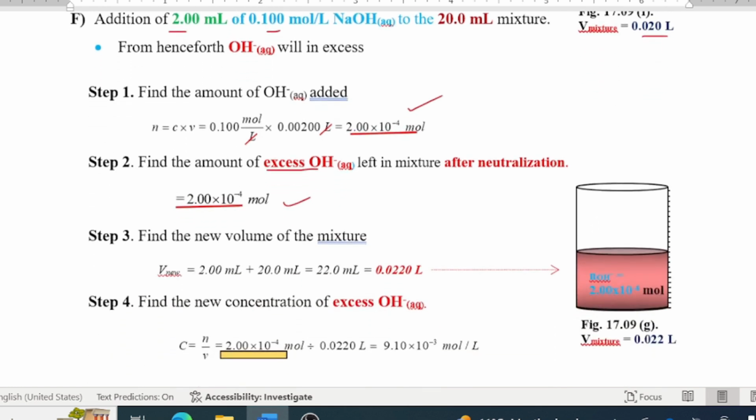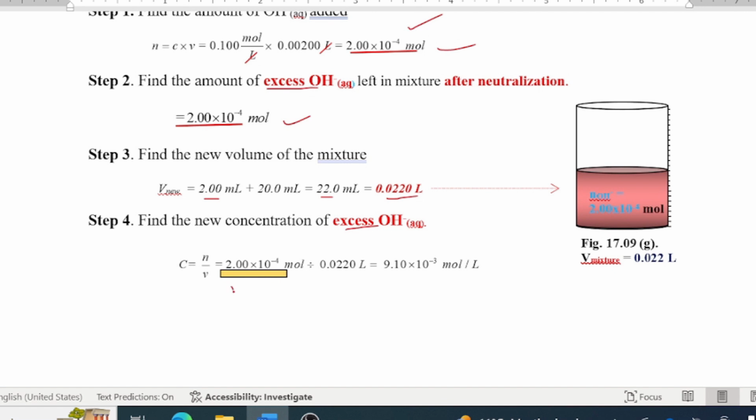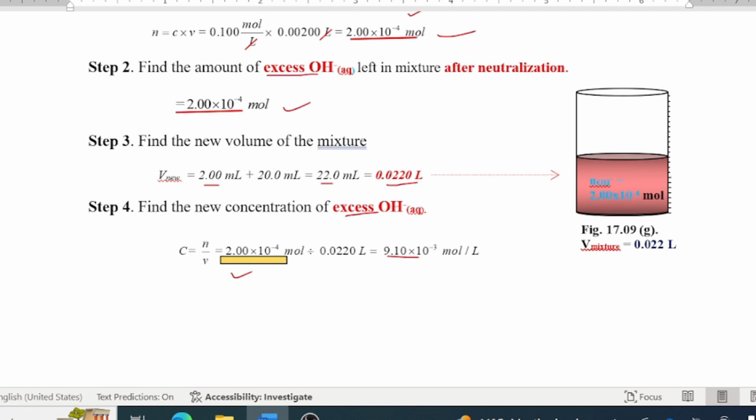Find this new volume now. You have 20 milliliters, and now you're adding 2 milliliters to that. You get 22 milliliters, that's the new volume. Find a new concentration of the excess OH. This is the amount that you're adding, the new amount, so you take this that you added and divide by the new volume. That is what you get for the concentration of the OH ions. You have OH ions, and you want pH. You can use OH to get pH.